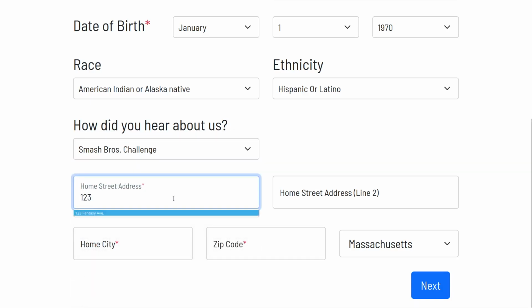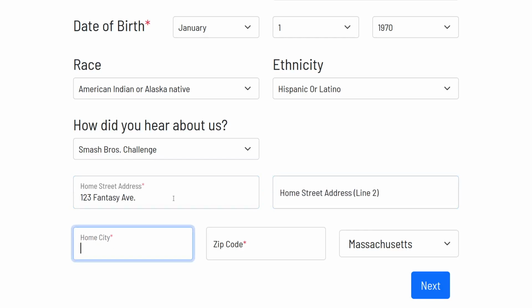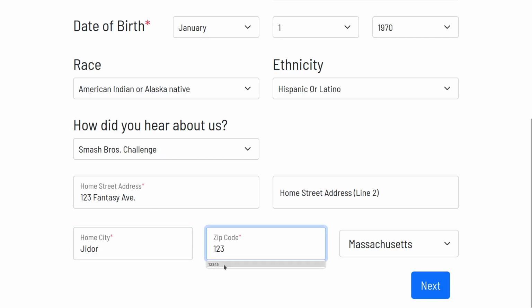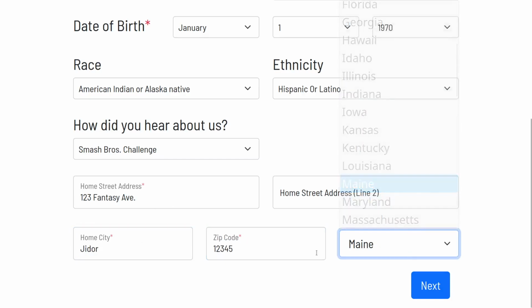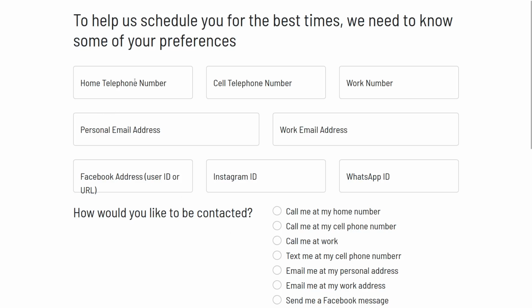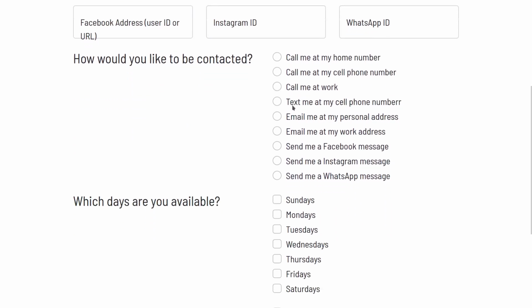Home Street. I can say Maine. And then you can get their phone number, cell phone number. And then you can even get a preference of how they want to be contacted. Do they want to be called? Would you rather be text? Would they rather have email?